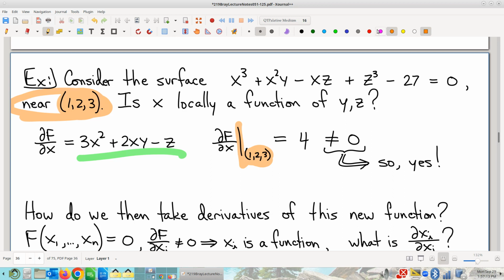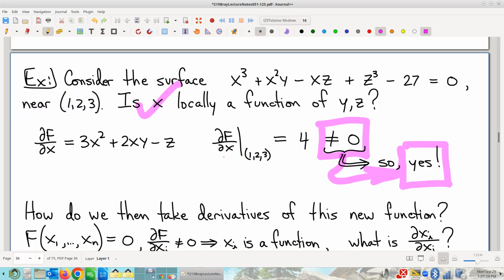And notice the answer. That partial at that point is non-zero, and non-zero means no problem. So yes, x is locally, to that point anyway, a function of y and z. What do you think? Is that cool? All right.